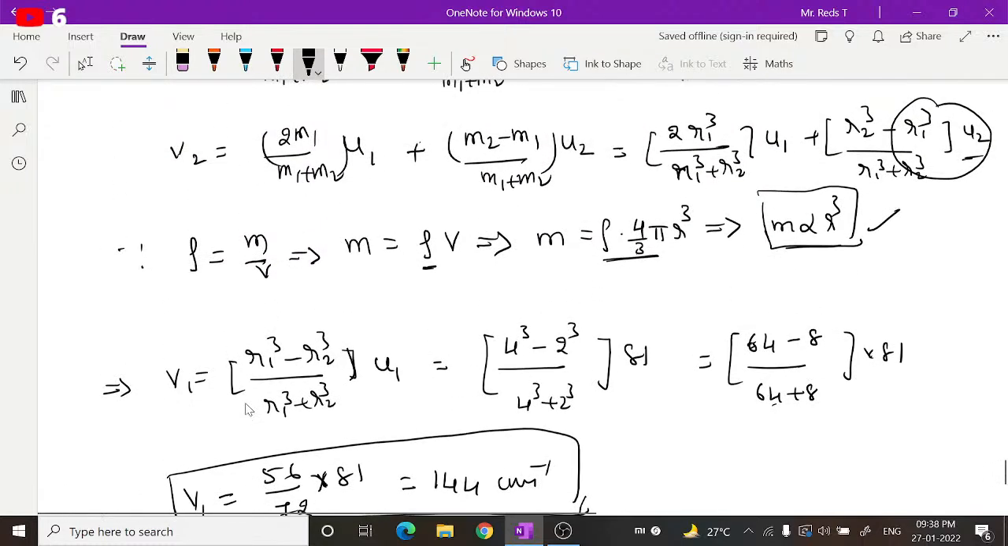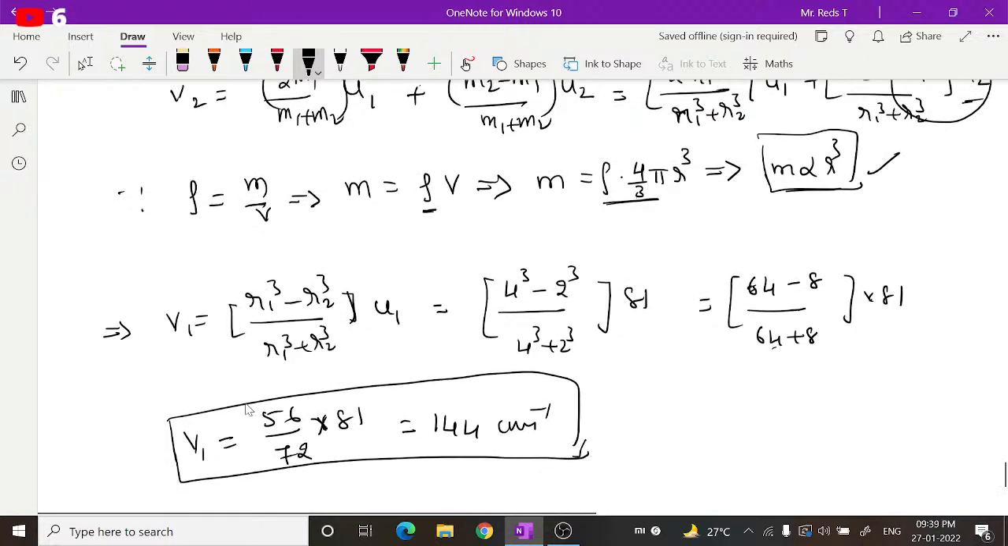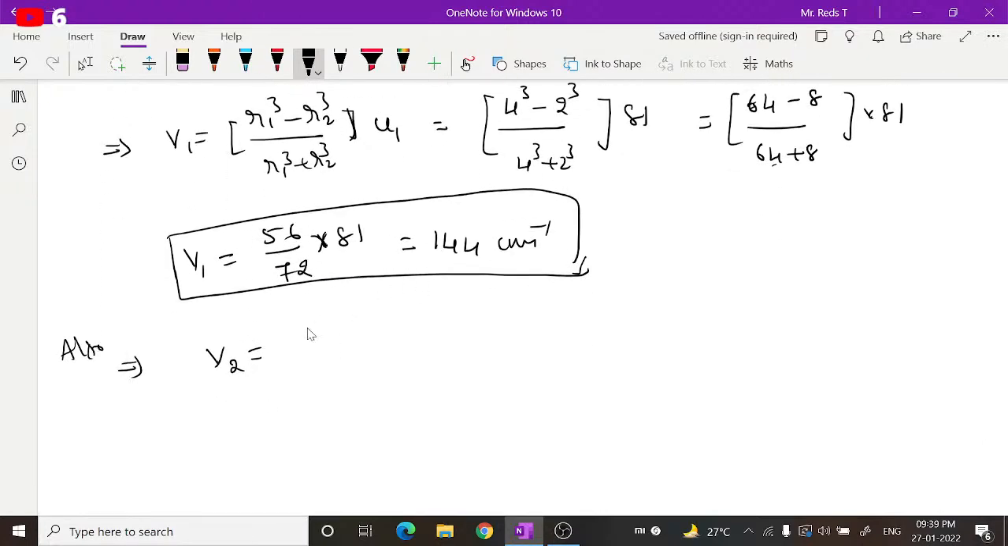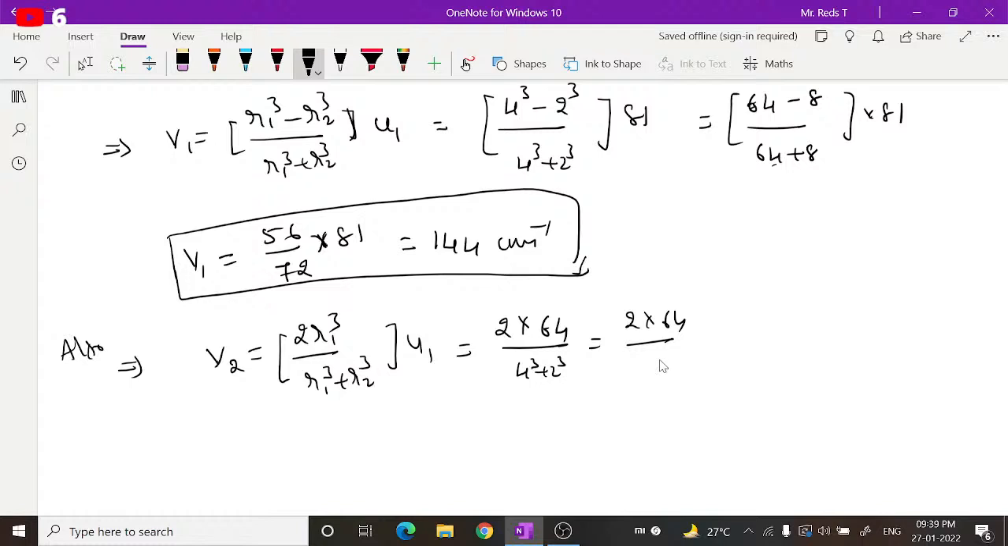V2 is 2r1 cube by r1 cube plus r2 cube into u1. So it is equal to 2 into r1 cube, where 4 cube is 64, divided by 4 cube plus 2 cube, which is 72. Cancel out and simplify this. What will you get? 2, 3, 6, 2, 6 is 12.